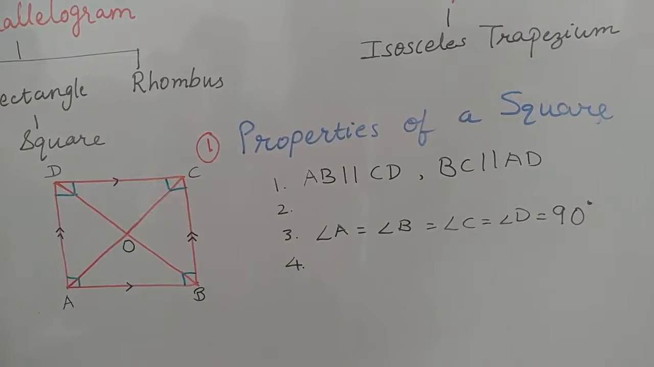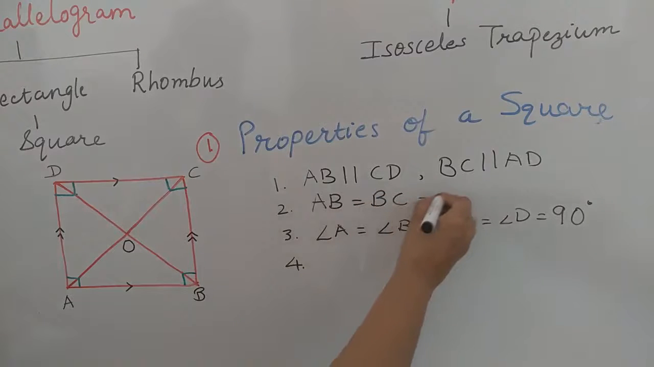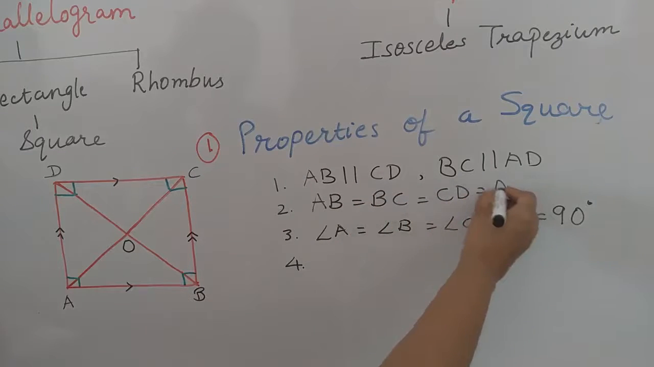The first property is from the table only. You can see it is one type of parallelogram, meaning the opposite sides are parallel. So I have written the first property, AB parallel to CD and BC parallel to AD. Now the second one: all the sides are equal in measure. You can see in a square, so I can write AB is equal to BC is equal to CD is equal to AD. All four sides are equal in measure.